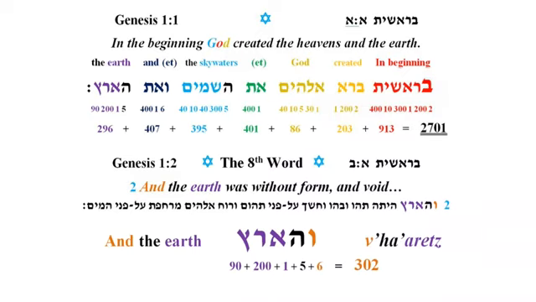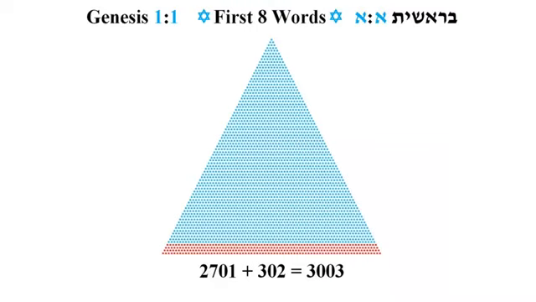It adds up to: the tzadi is 90, the resh is 200, the aleph is 1, there's aretz. The hey is 5, and the vav is 6. It adds up to 302. If I add that to the 2701 from Genesis 1:1, I can put 4 more rows on my triangle. So he's showing that it does continue, it goes together. Genesis 1:1 and 1:2 are connected. Genesis 1:1 and John 1:1 are connected.